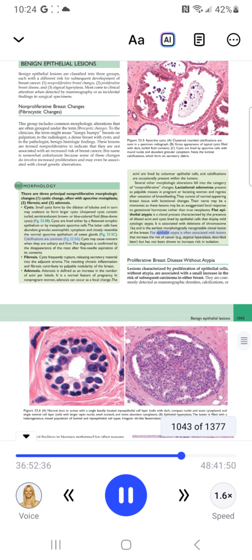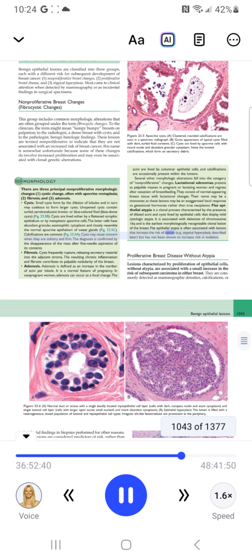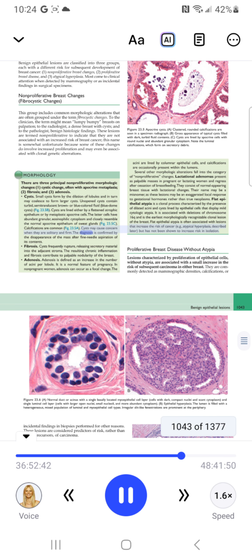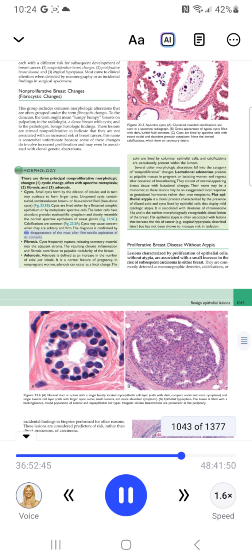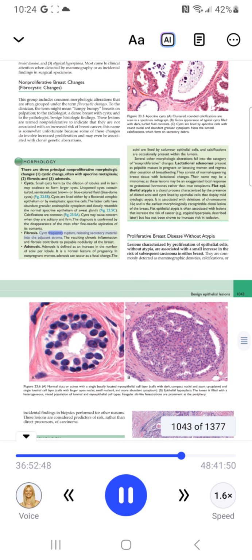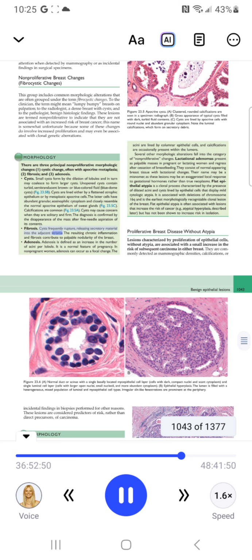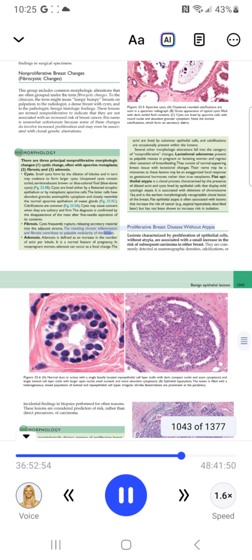Flat epithelial atypia is often associated with lesions that increase the risk of cancer, e.g., atypical hyperplasia. Calcifications are common, Figure 23.5a. Cysts may cause concern when they are solitary and firm. The diagnosis is confirmed by the disappearance of the mass after fine needle aspiration of its contents. Cysts frequently rupture, releasing secretory material into the adjacent stroma. The resulting chronic inflammation and fibrosis contribute to palpable nodularity of the breast.